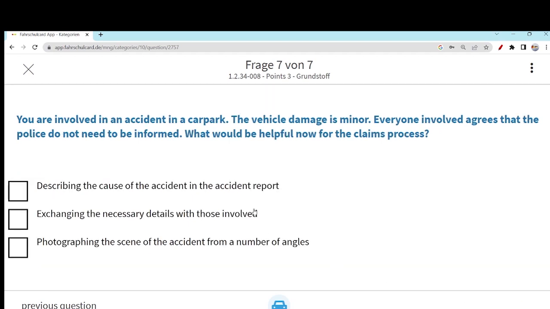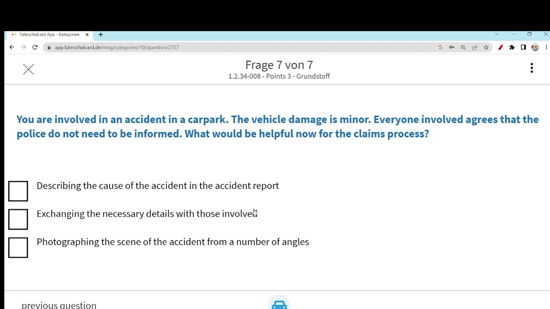So next question: you are involved in an accident in the car park. The vehicle damage is minor. Okay, the damage is minor. Everyone involved agrees that the police do not need to be informed. Okay, normally police come and make the report, and then there is an estimate of what the cost is and who has made the mistake. Police decide it, and then you get that amount back from the insurance. But in this case the vehicle damage is minor, maybe a little scratch, and everyone involved agrees, okay, we will not inform the police, we will tackle the issue between us.